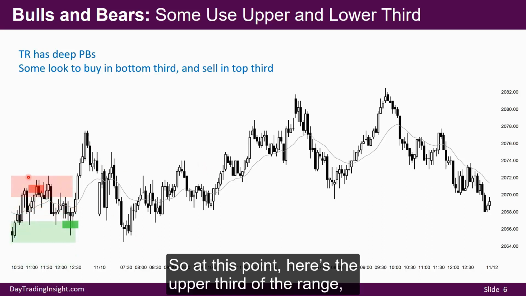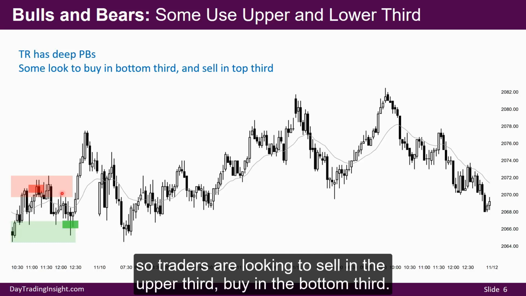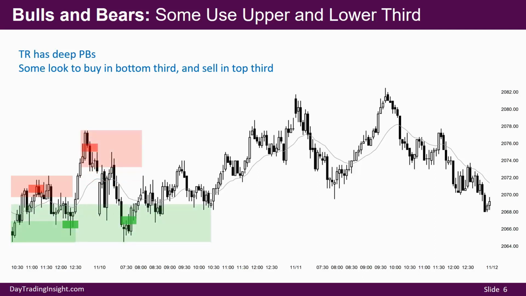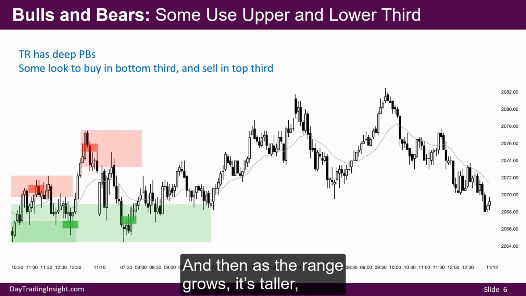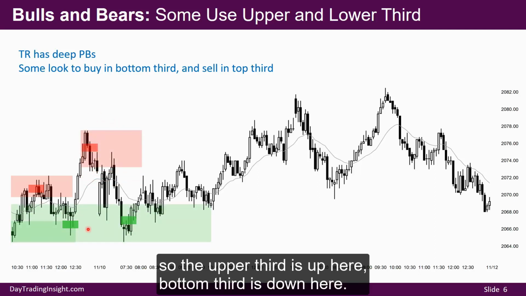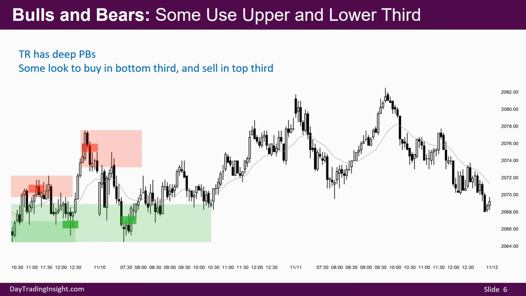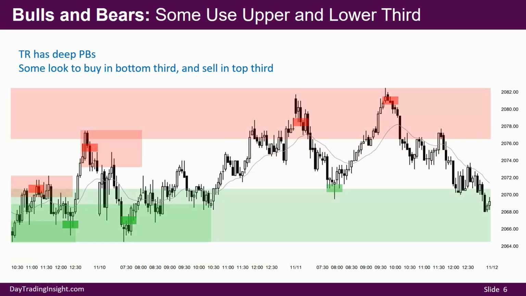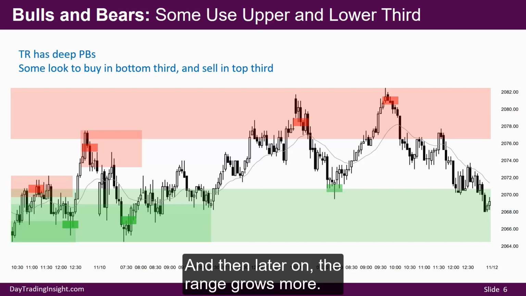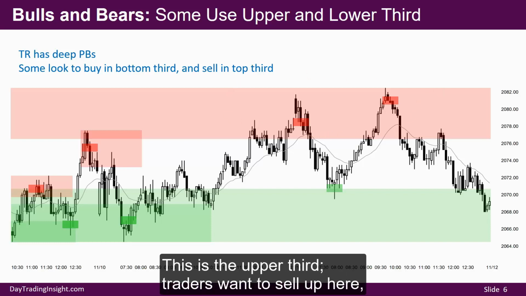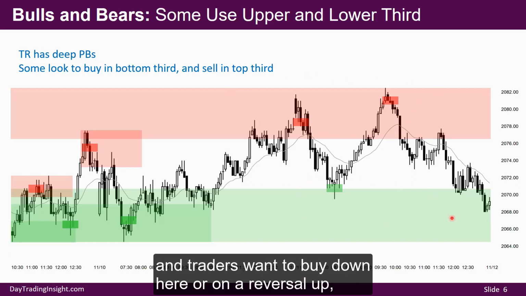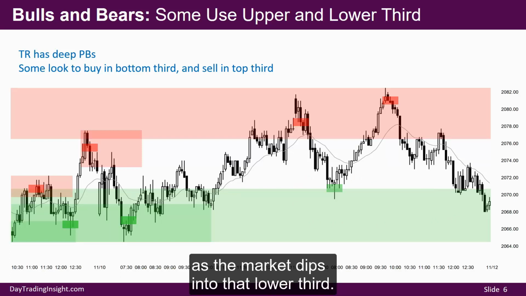So at this point, here's the upper third of the range. So traders are looking to sell in the upper third, buy in the bottom third. And then as the range grows, it's taller. So the upper third is up here, bottom third is down here. Traders want to buy down here. They want to sell up here. And then later on, the range grows more. This is the upper third. Traders want to sell up here, and traders want to buy down here or on a reversal up as the market dips into that lower third.